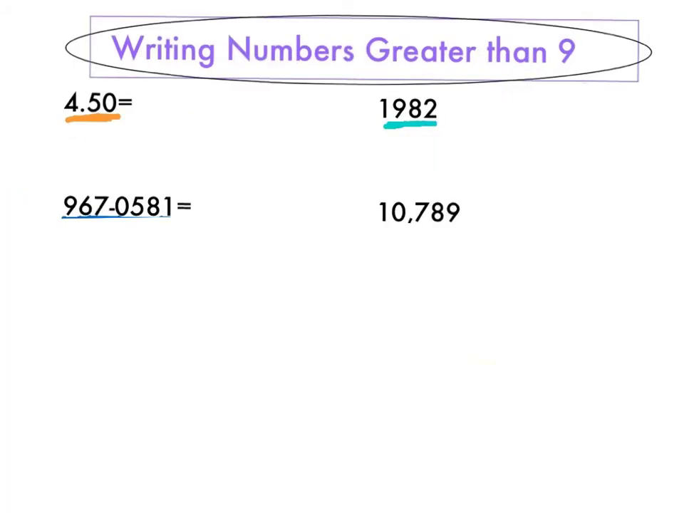Writing numbers greater than 9. Now let's take a look at the number 4.50. Like English numbers, Arabic numbers are also written from left to right. So we write first number 4, and then 5, and then 0. And it's important to know that instead of the decimal point, which is a dot in English, in Arabic we use a comma.